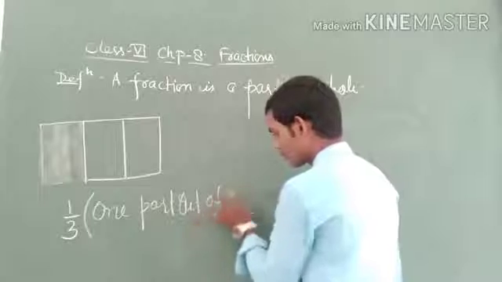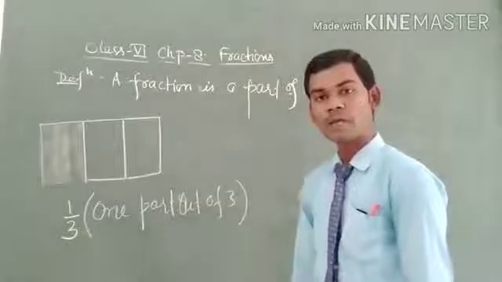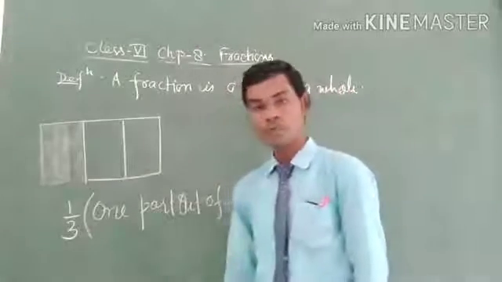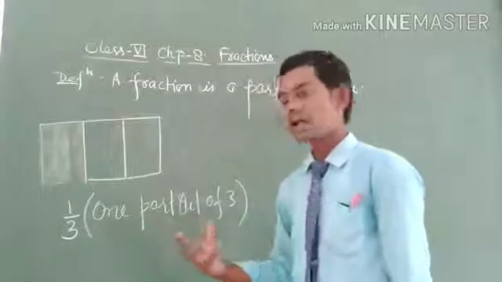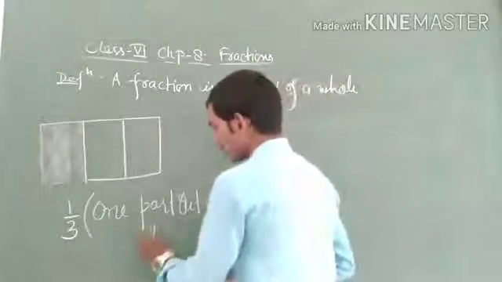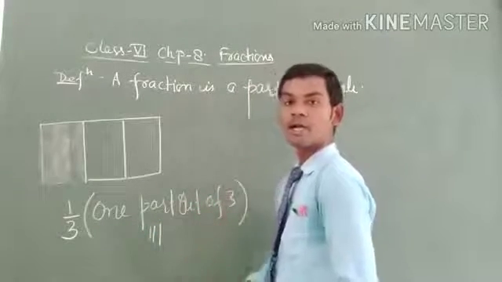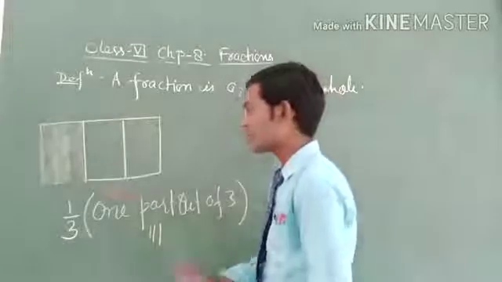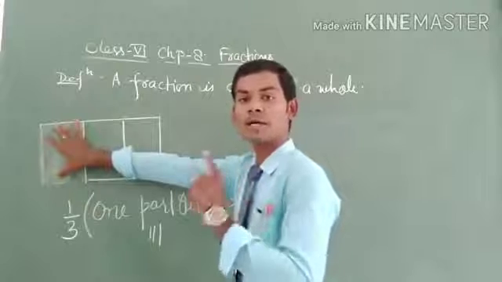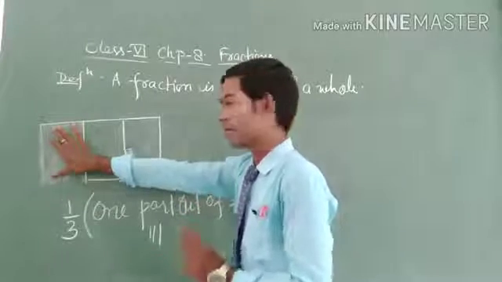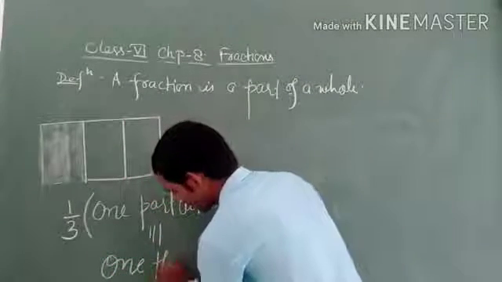Okay. As you still remember, when I divided the rectangle into two equal parts, I wrote here one part out of 2 and also gave the equivalent name, which is half. But here we cannot write half. Here we write that this part is the 1/3 part of the figure. So here we write it 1/3 part.